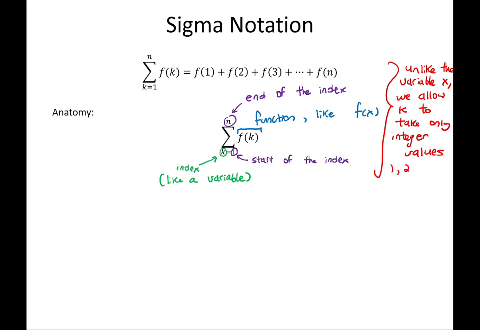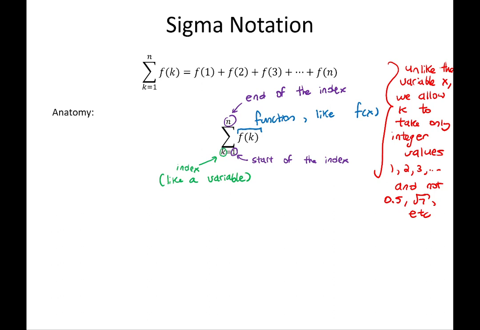So 1, 2, 3, dot, dot, dot, and not 0.5, square root of 7, etc. So the index k has to be an integer, a whole number. And what it refers to, this mysterious looking k, is just a label for each of the things we're adding up. k equals 1 is the first thing we're adding, k equals 2 is the second thing, k equals 3 is the third thing. It's kind of like an inventory number for the terms that we're adding together.